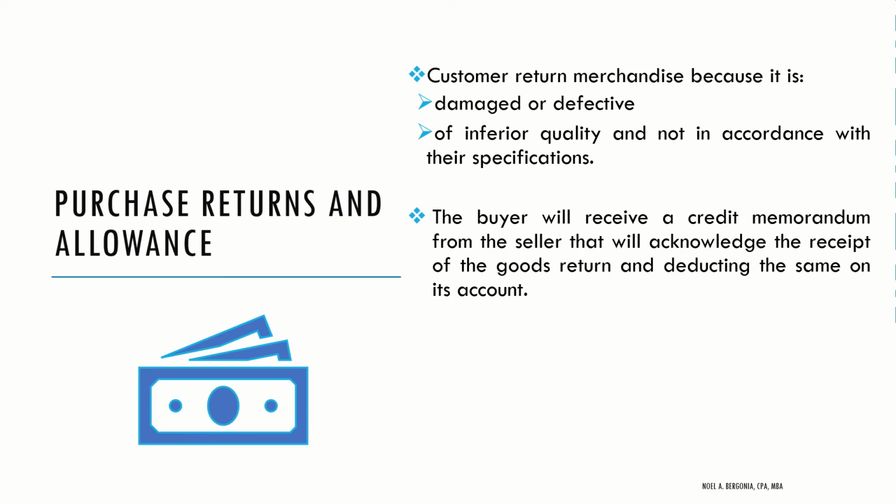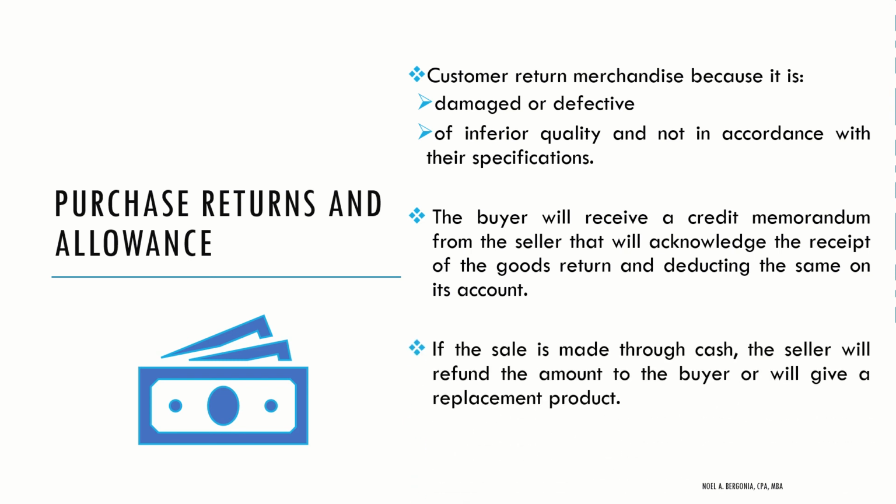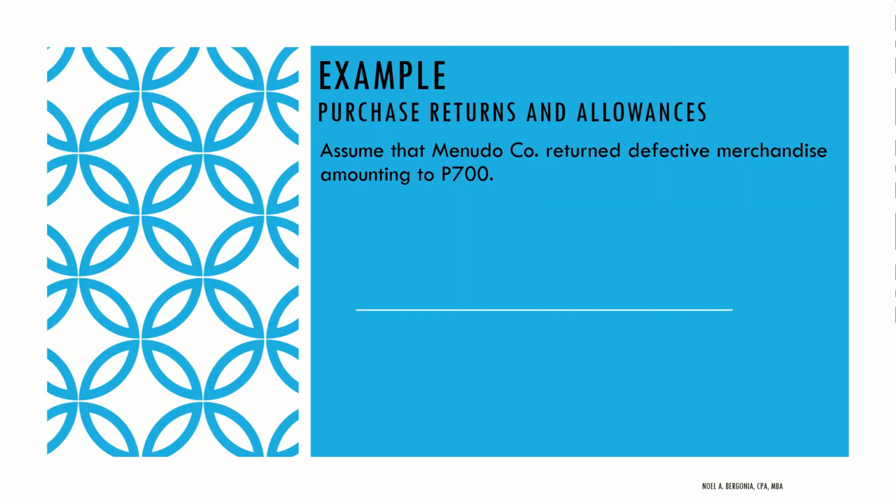So ngayon, tayo, once na papadala natin yung product na ibabalik natin doon sa seller, we will be receiving that credit memorandum, which represents that we will be deducting already the amount from our account. And also, if yung sale naman was made through cash, of course, tayo being the buyer, we will have a refund. Pwede nating ipa-refund yung certain amount na yon. Or we could ask for replacement. Lalong-lalo na kung kailangan natin. So let's talk about an example about purchase returns and allowances.